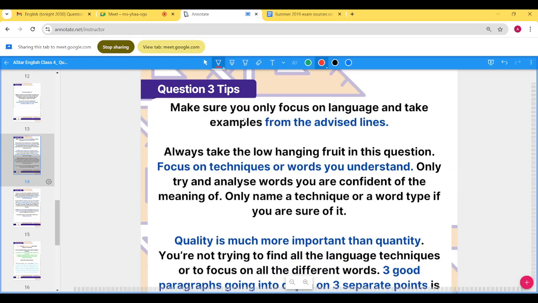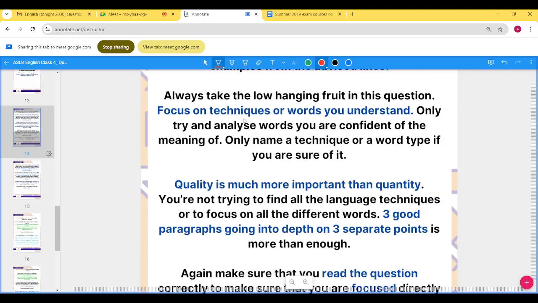Now, important tips for this question. Make sure you only focus on language. Just as question 2 has nothing to do with language, this question is entirely to do with language. So make sure you focus on language. And this might seem obvious, but take examples from the advised lines. Focus on those lines. Make sure you're taking quotations from it.